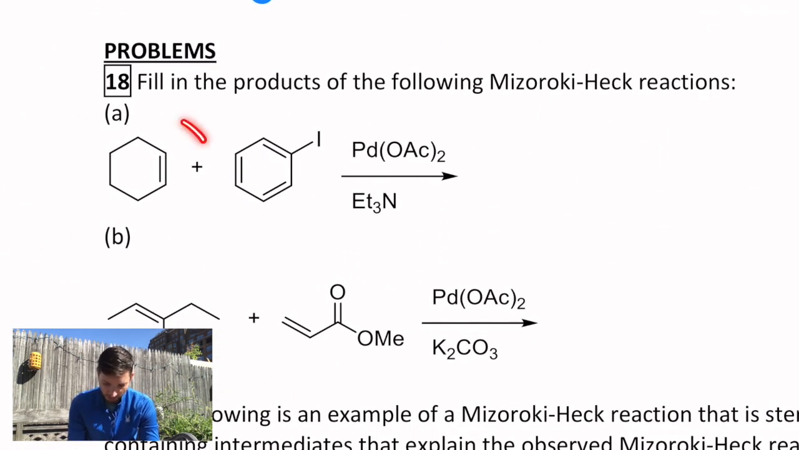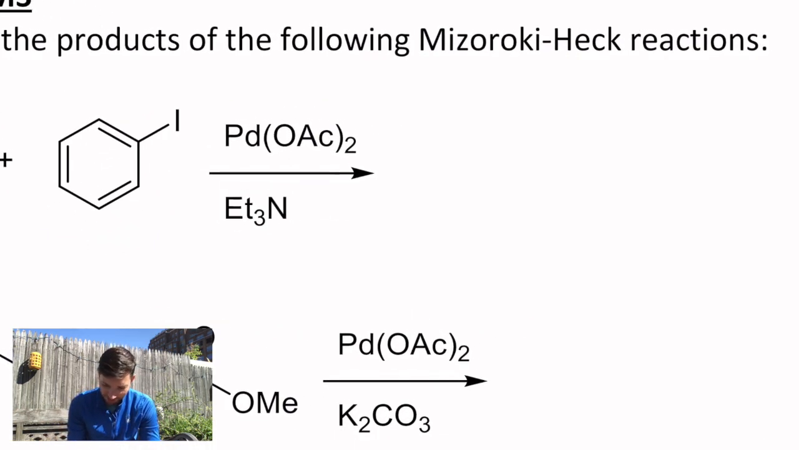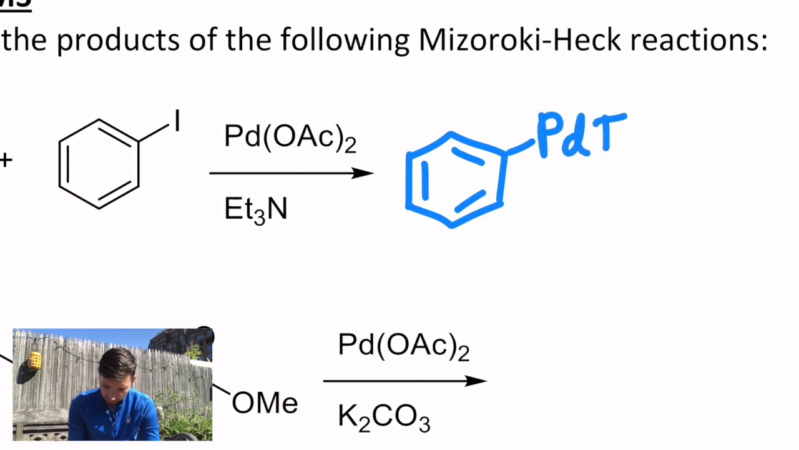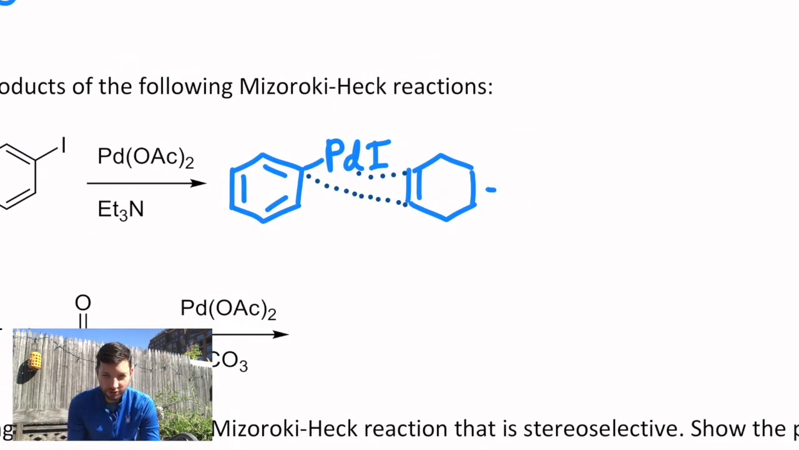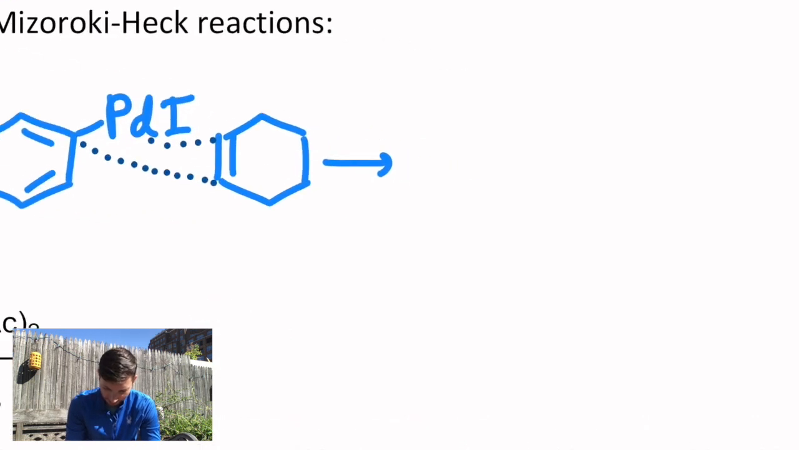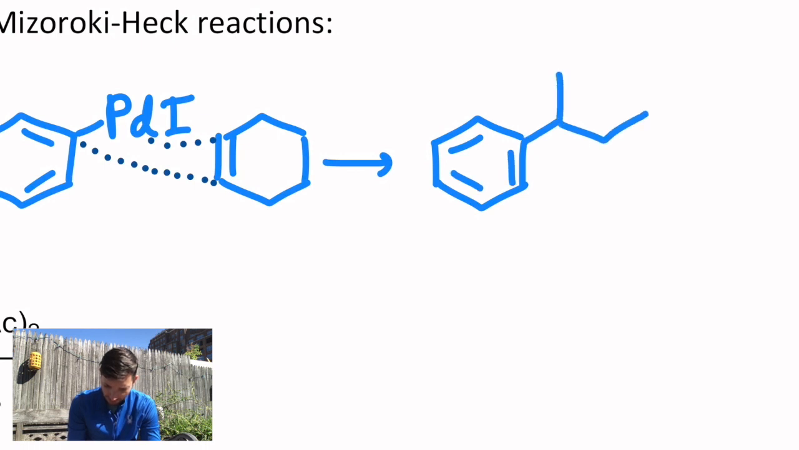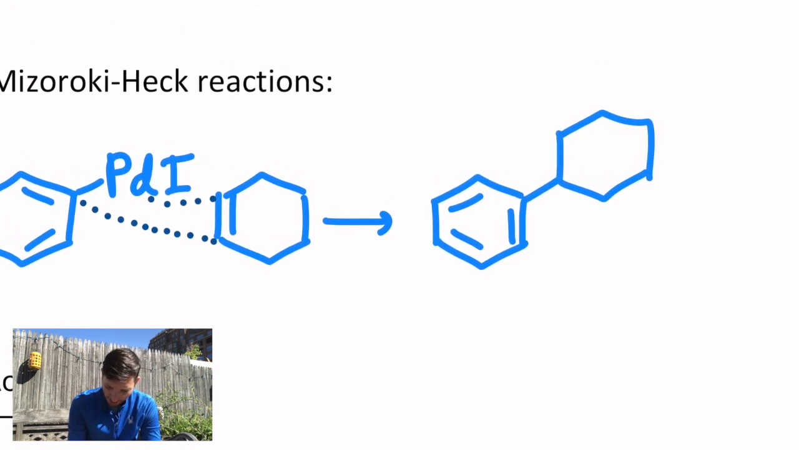Okay, so let's look at some simple examples. Here we have just cyclohexene and iodobenzene. And I'm going to draw the intermediates that you would get. You would get an aryl palladium. And then that will see a cyclohexene. You'll form a bond between the carbon, and then the palladium and the other carbon. I'm just drawing them as dotted lines. This is just how I figure it out sometimes to show me where the new bonds are formed. So I will get a phenyl group attached to the cyclohexene ring and a new palladium.